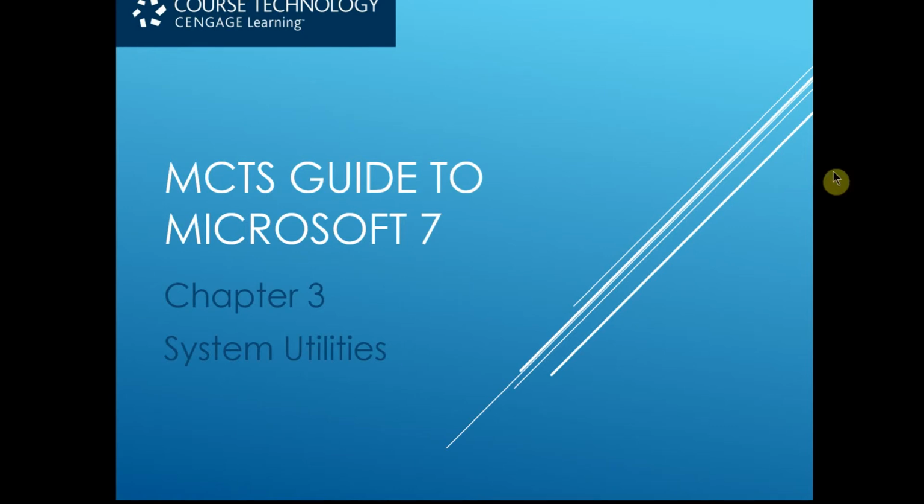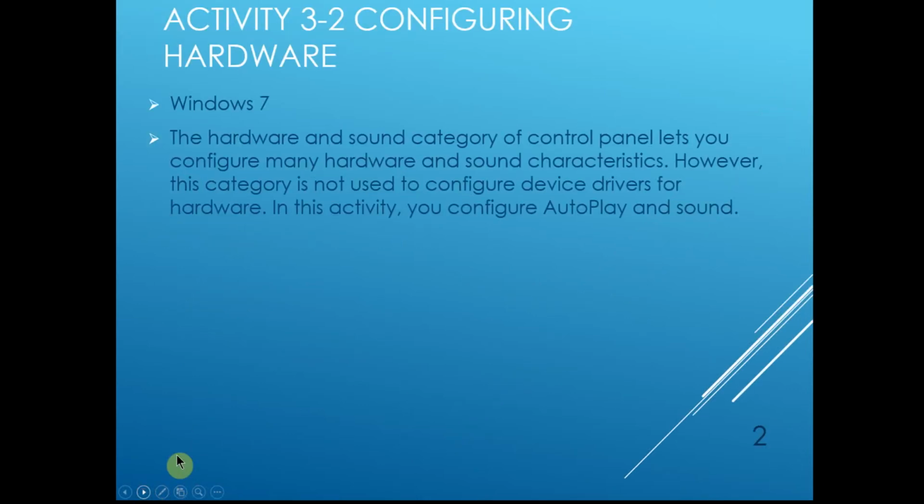Okay, in today's video, we're going to be doing an activity from Chapter 3 in System Utilities. The activity we'll be covering is Activity 3-2, Configuring Hardware. The Hardware and Sound category of the control panel lets you configure many hardware and sound characteristics. However, this category is not used to configure device drivers for hardware. In this activity, you will configure autoplay and sound. This activity can be found in the book on page 109.